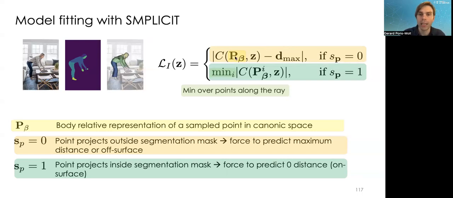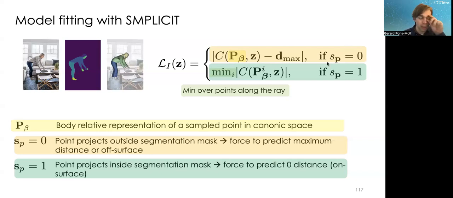Now, in case the point lies outside the surface, what do we need to enforce? We need to enforce that this point belongs to the outside of the surface. So we need to enforce that C here produces a distance that is bigger than 0. And in particular, it needs to produce what is predefined as D max, which is the maximum distance allowed by this model. So we cap the distances to make the model easier to train.